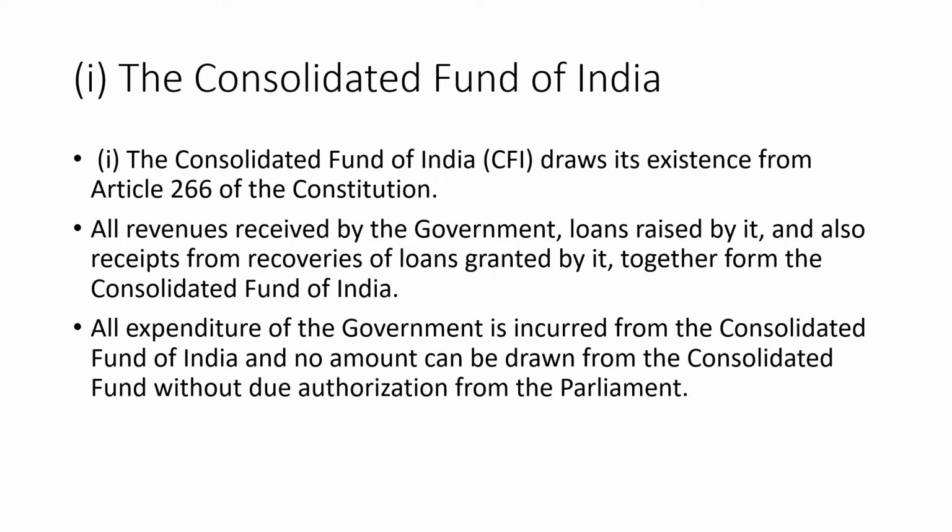Here we can see that all the expenditure of the government is incurred from the Consolidated Fund of India, and no amount can be drawn from the Consolidated Fund without getting the sanction of the Parliament. Before taking an amount from the Consolidated Fund of India, the government has to go for a parliamentary discussion. If it gets a three-fourths majority, then only can it proceed with taking money from the Consolidated Fund of India.